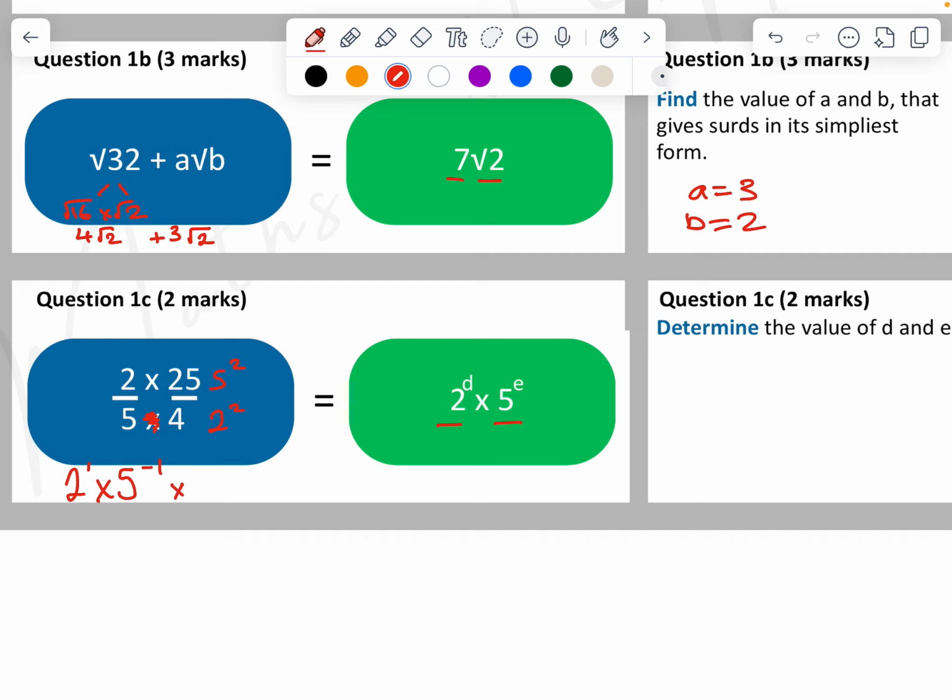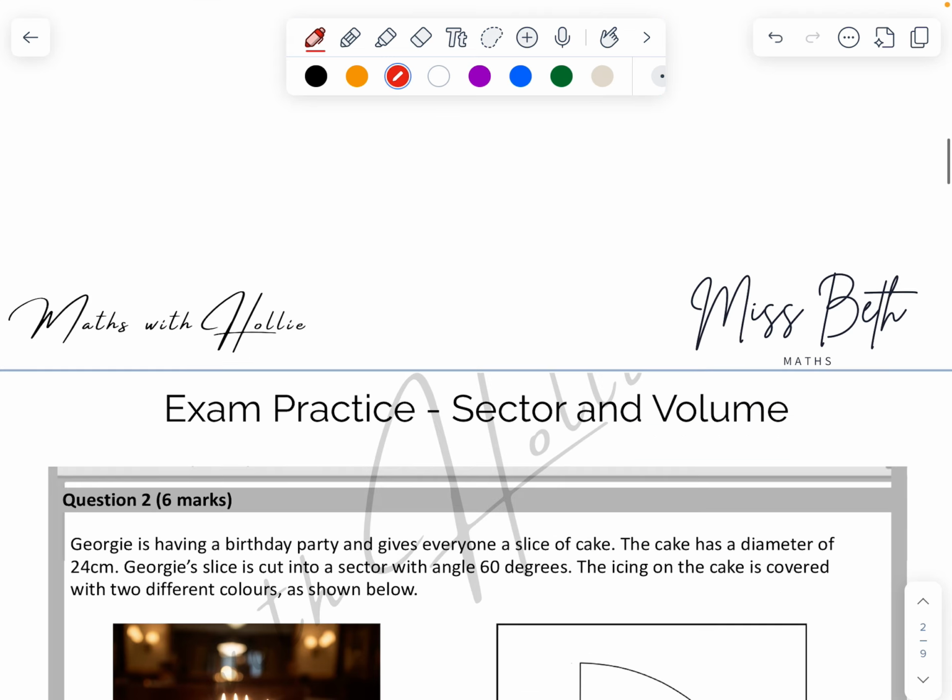So I can write the top, which is 5 squared, and then to bring the 2 squared up, it just changes to a negative. Now we have some of the bases the same. So 2 to the power of negative 1 times 5 to the power of positive 1. So D is negative 1 and E is just 1, because you add the powers together when the base is the same.